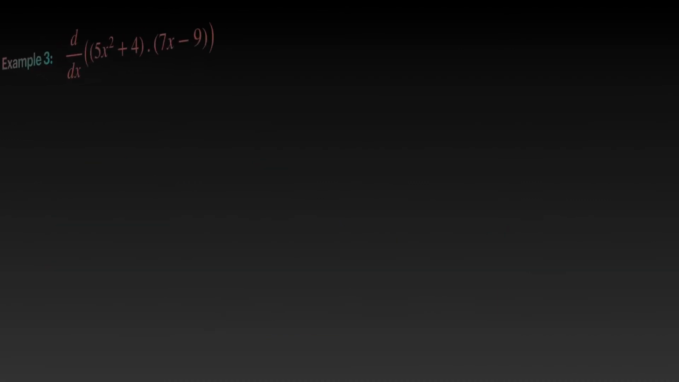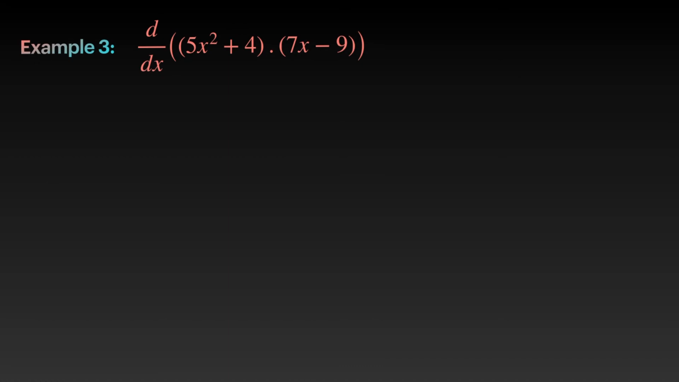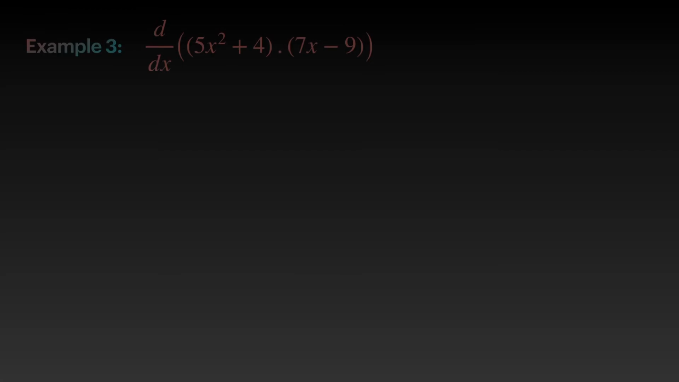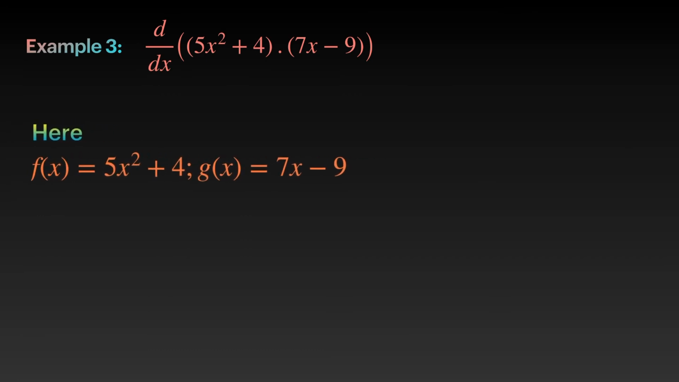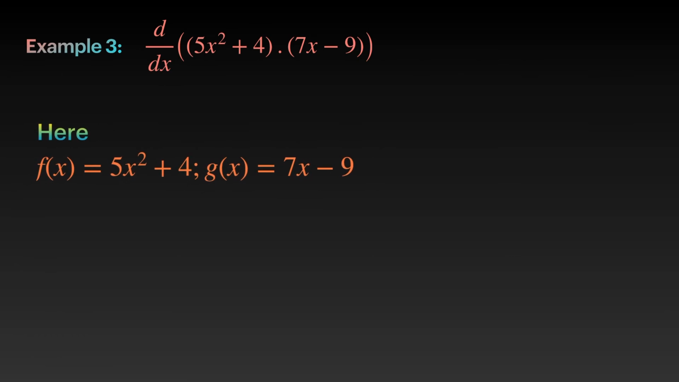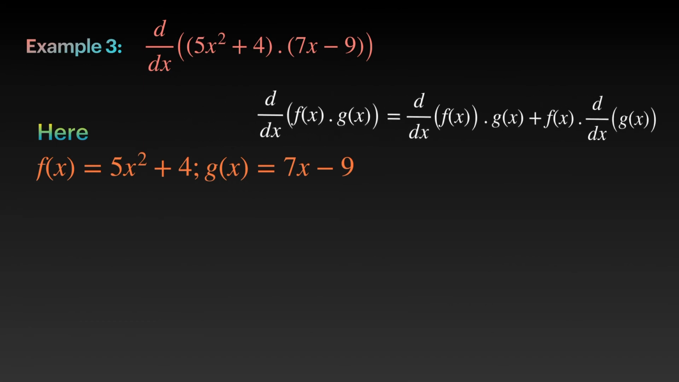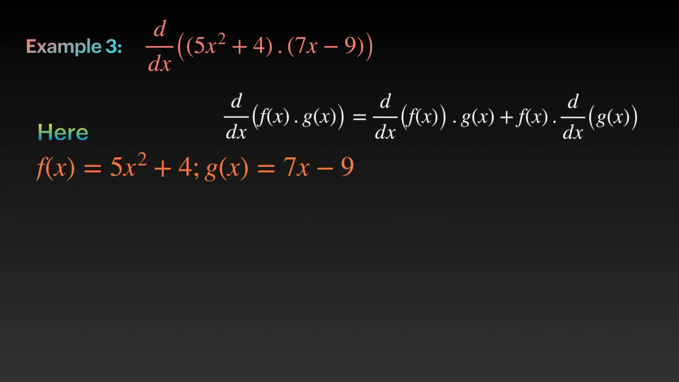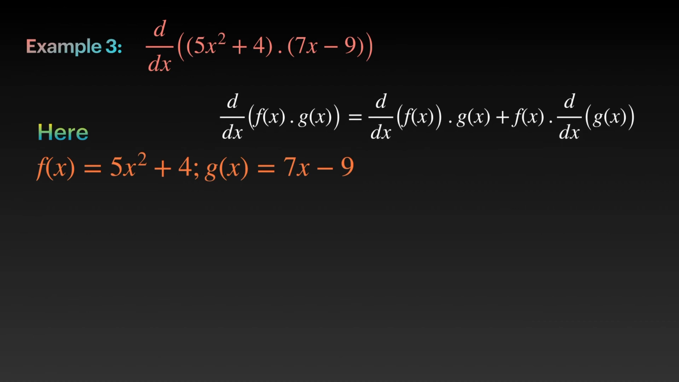Here in the third example, we simplify the expression 5x square plus 4 into 7x minus 9. You notice that the two expressions are multiplying together. So we take f of x equal to 5x square plus 4, and the second expression in the product, 7x minus 9, equal to g of x. By applying the product rule on this expression, we first take the derivative of f of x, g of x remains as it is, plus f of x into the derivative of the expression g of x.